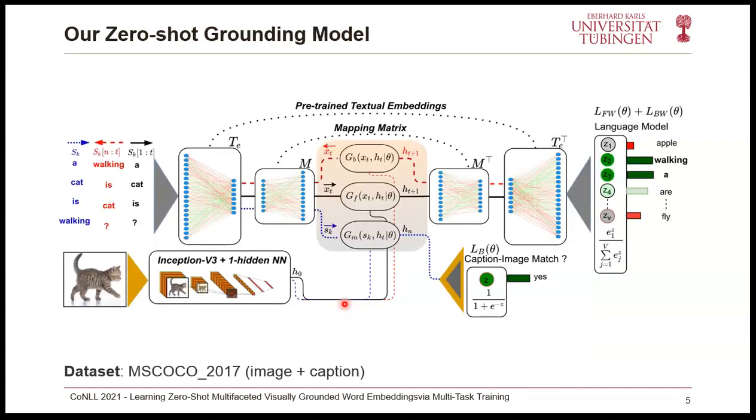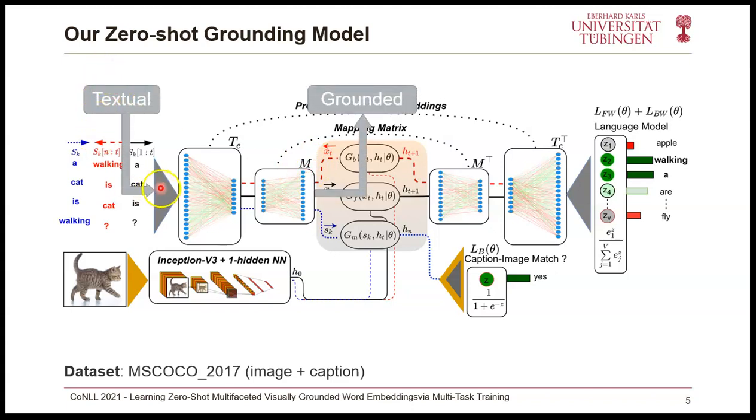So here's the architecture of our network. We have TE, a pre-trained textual embedding, either FastText or GloVe. And we also have the mapping matrix M, whose job is to ground the word embedding TE. After the training, we simply plug in any word and get its grounded version as the output of the mapping matrix. And the textual embedding here could be any word. It could be an abstract word or an out-of-vocabulary word.